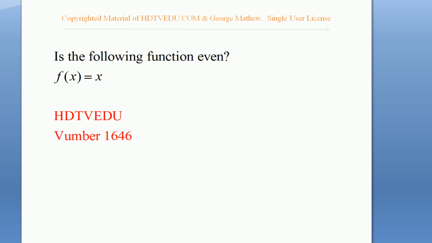Is the following function, f of x equals x, even?